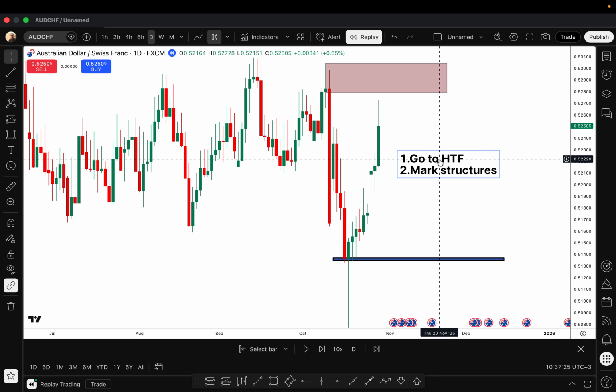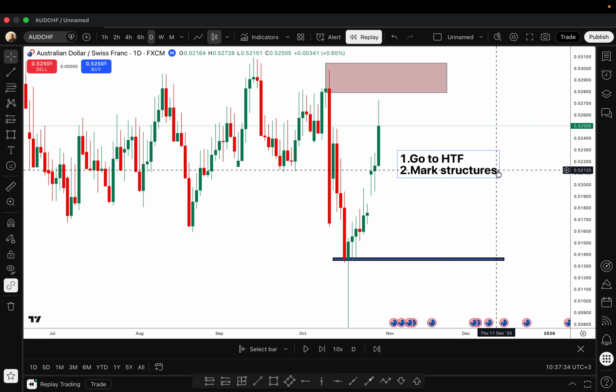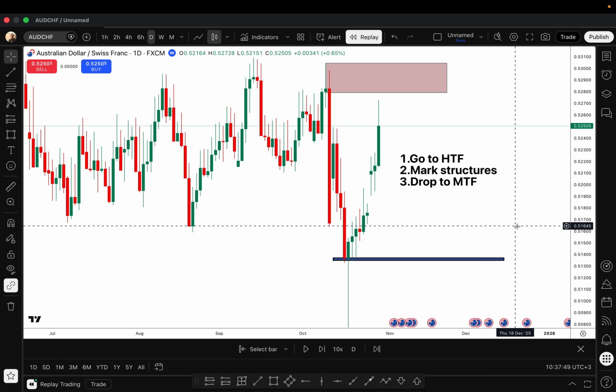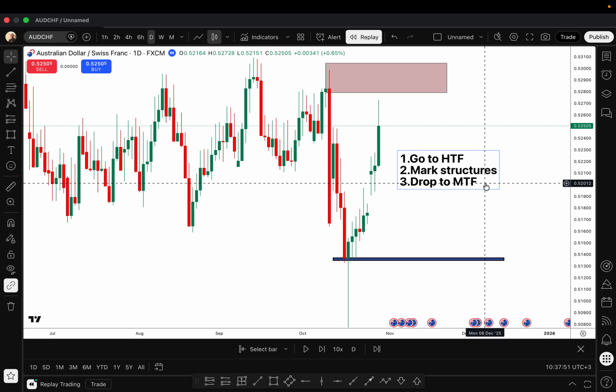Now we have done that. We have gone to our high time frame, which is rule number 1. We have marked out our structures, which is rule number 2. So rule number 3, what do you want to do? Rule number 3, you want to drop down to the medium time frame only if you have gotten confirmations from our high time frame. So rule number 3 always says drop to MTF. You only drop to the medium time frame after getting confirmation from your high time frame. If you have not gotten that confirmation, you are not supposed to drop down to the medium time frame.